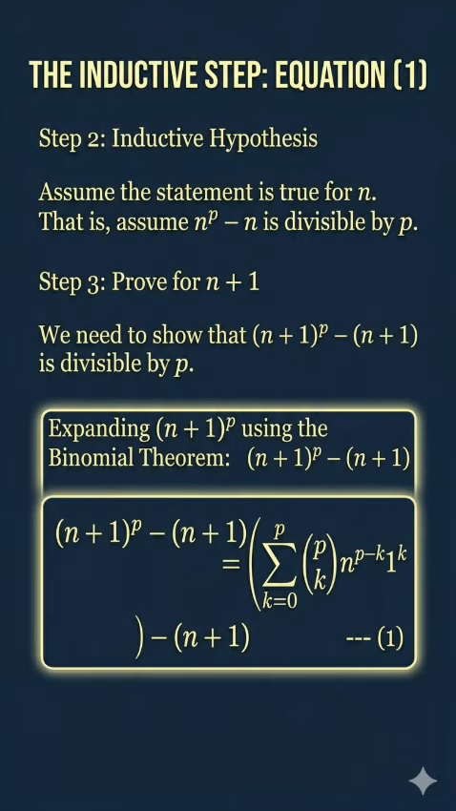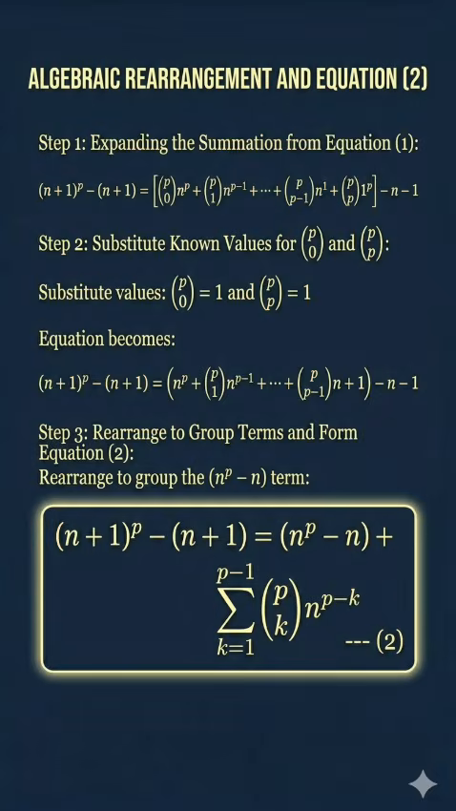We expand the term for n plus 1 raised to the power of p. We arrive at our first major equation, labeled here as equation 1. The expansion is the key to unlocking the rest of the proof. We simplify equation 1 by expanding the summation.